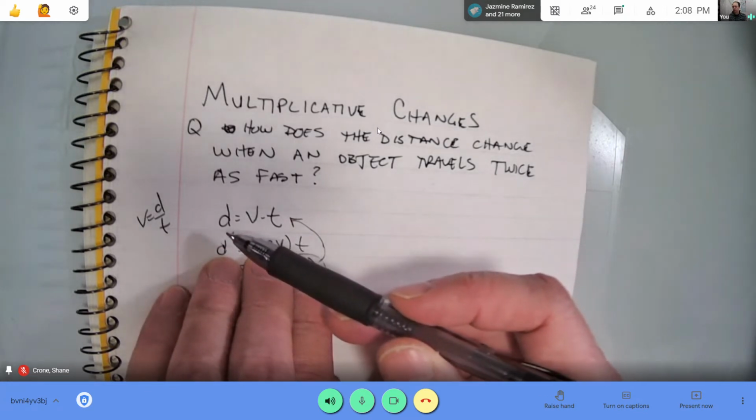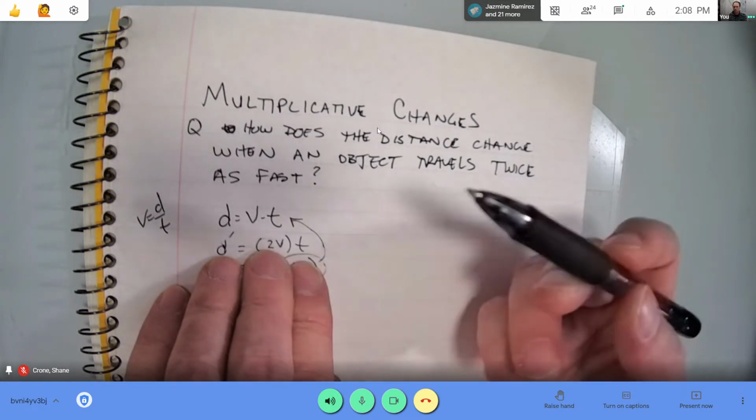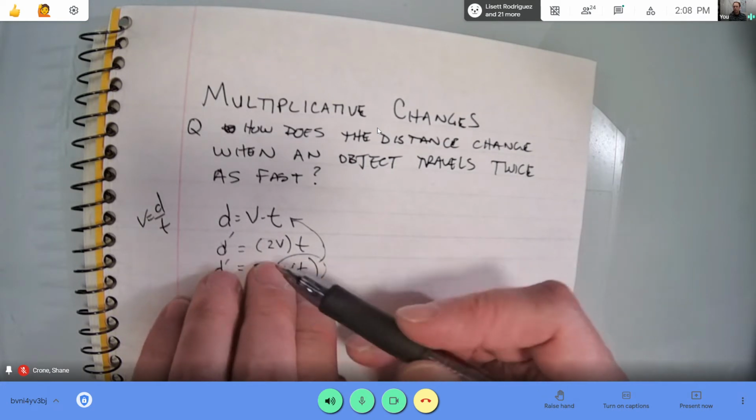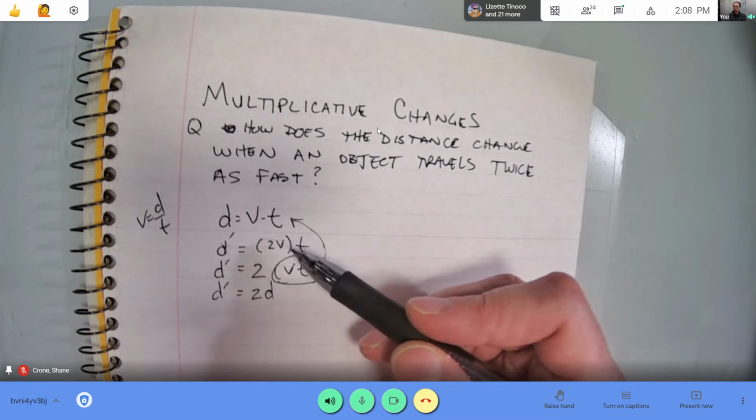We'll call it d prime, or you can call it whatever you want, d1 and d2, however you want to call it. But this is the new d. And then all I'm going to do is put in whatever changes. There was only one change, so that was pretty easy.